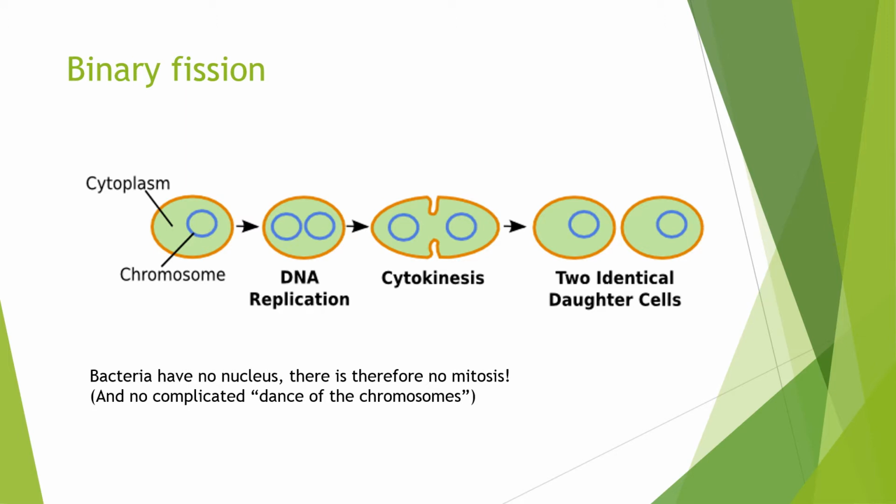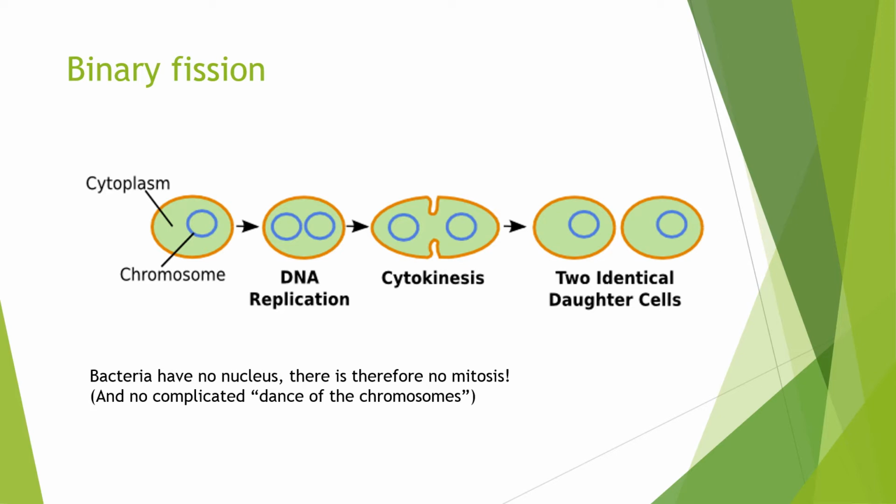Here, things are far easier because there's only a single chromosome. You've got a very simple picture of a bacterial cell here, which shows the cytoplasm and the bacterial chromosome. Then the DNA is replicated, so then you've got two chromosomes, and cytokinesis happens, and in the end you've got two identical daughter cells. So there are, of course, similarities with mitosis, because you're getting two identical daughter cells, which you do as well in mitosis. Hopefully you remember that.